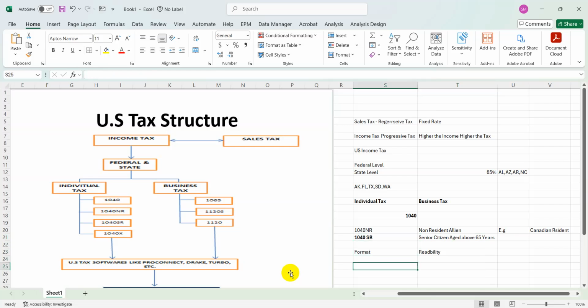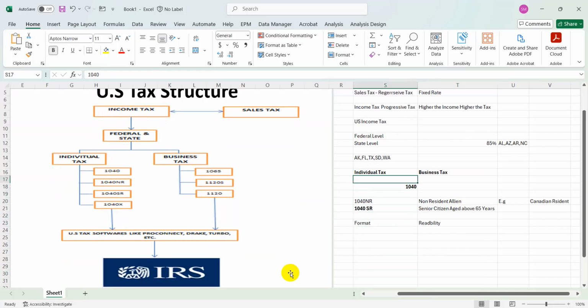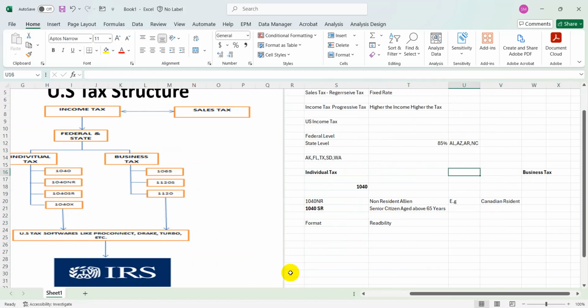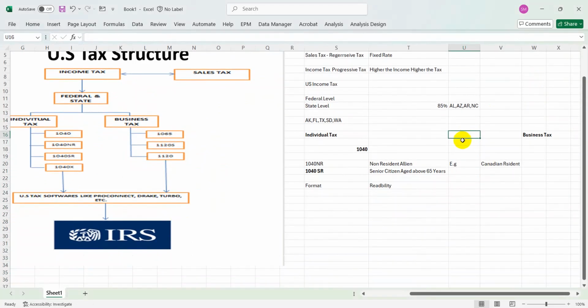So right now we are talking about the individual tax. Okay, so now the next one is 1040 X. Now what is 1040X? It's an amended form of 1040.